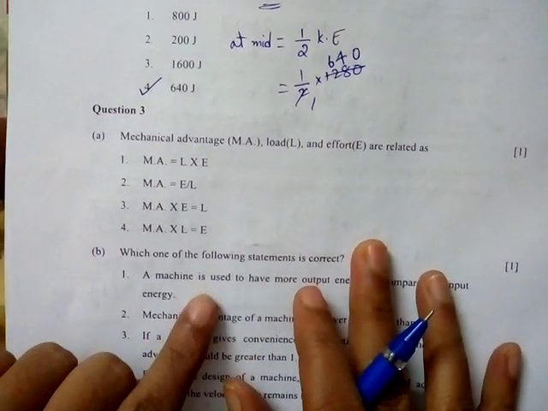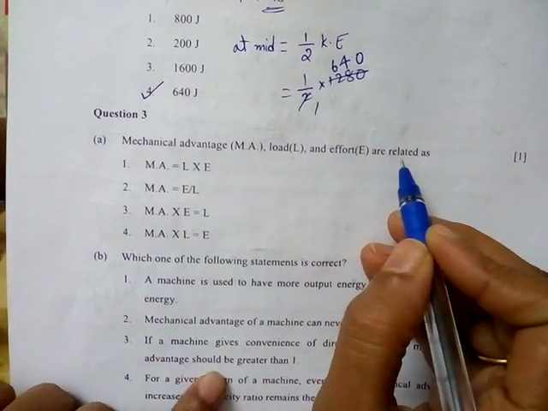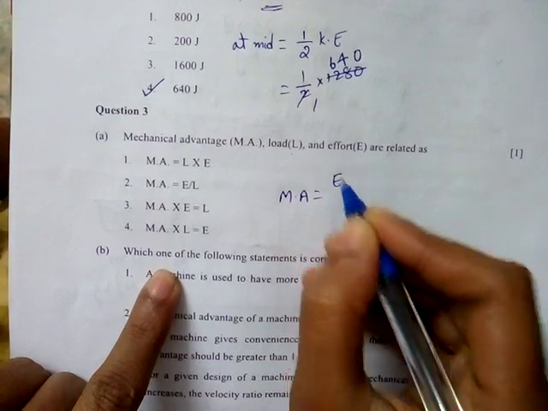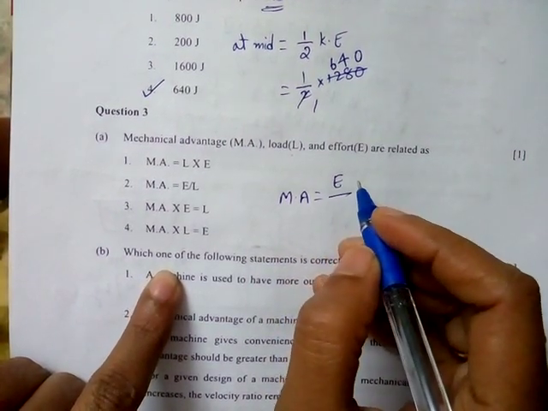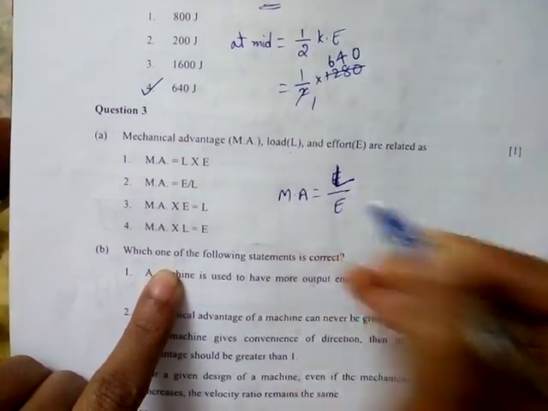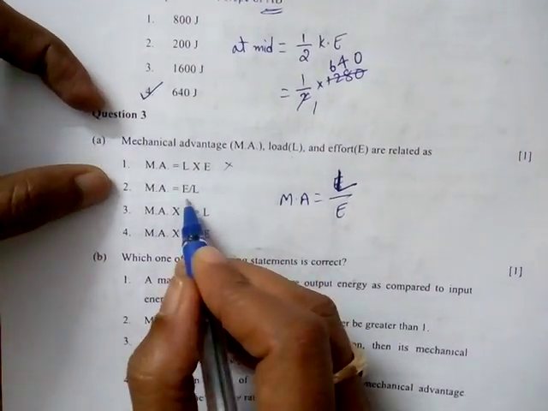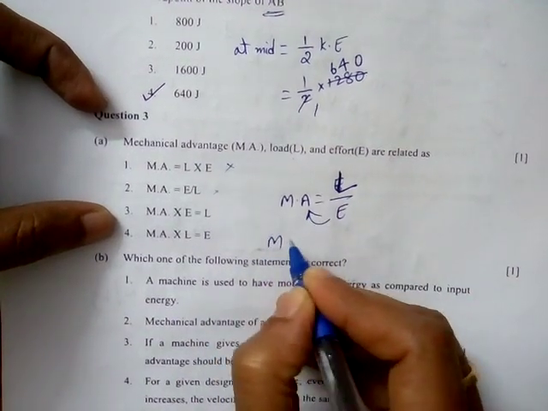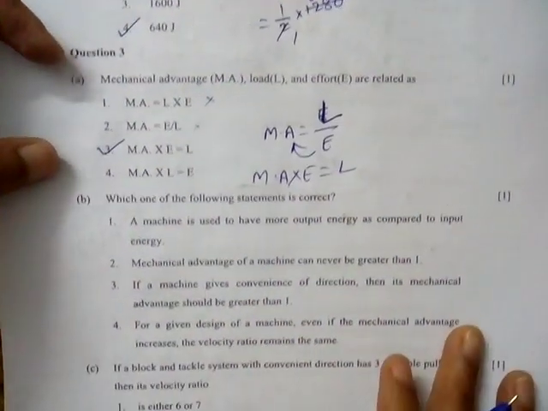Next, mechanical advantage MA, load L and effort E are related as. What is the formula? Mechanical advantage is equal to L by E. So L by E. Check here. L into E is wrong. E by L is also wrong. L by E. So when you send E here, it becomes MA into E is equal to L. So option 3 is correct.